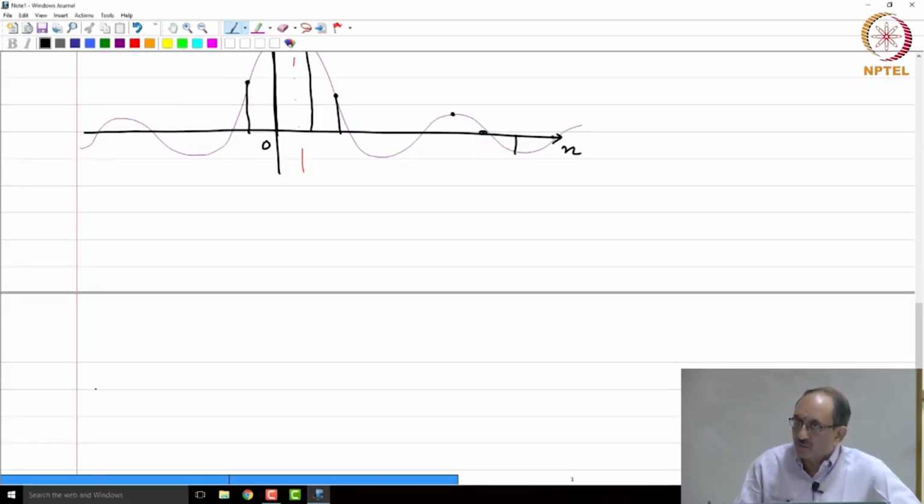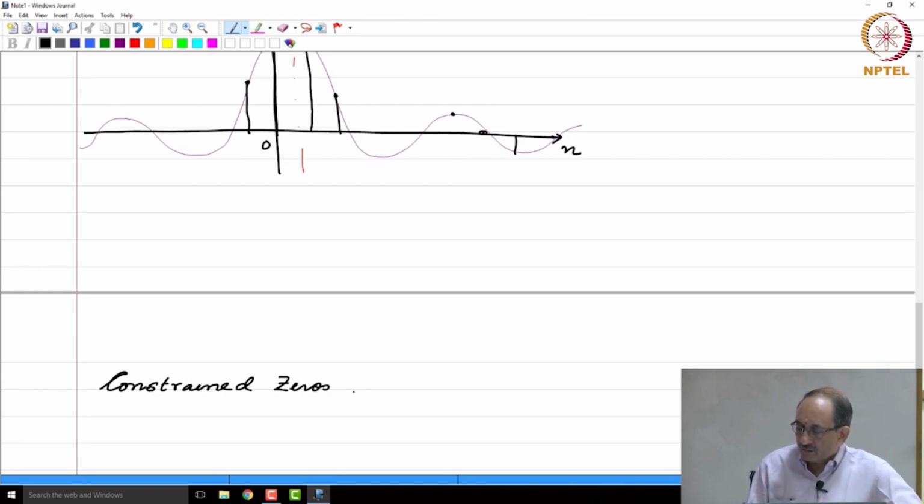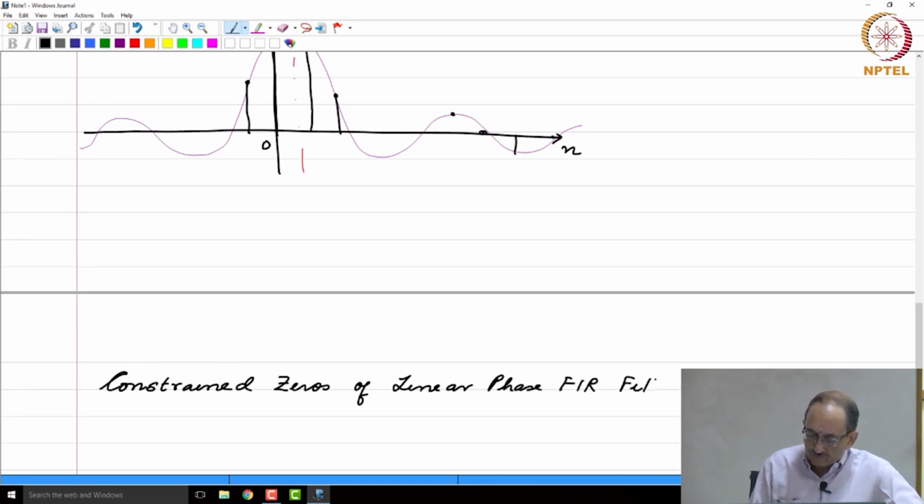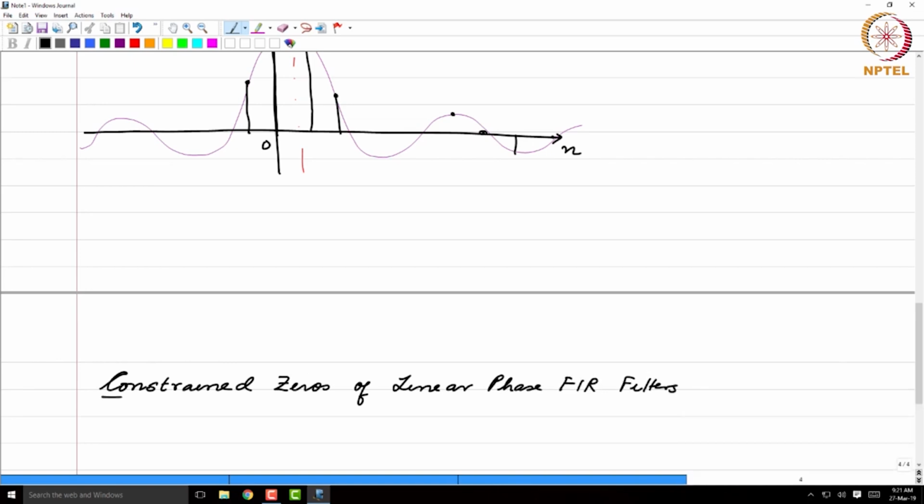Another important aspect of linear phase FIR filters. We are going to look at constrained zeros of linear phase FIR filters.